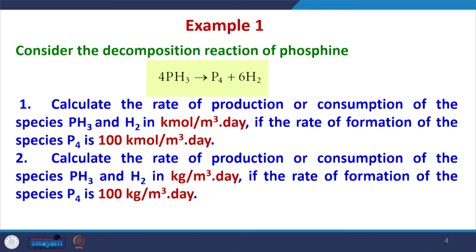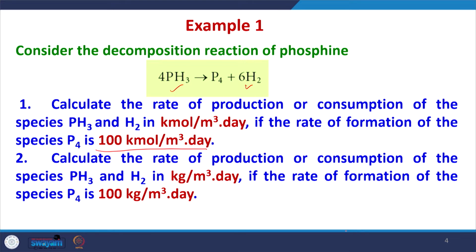Now, here an example is given: the decomposition reaction of phosphine is given here, and it is being asked to calculate the rate of production or consumption of the species PH3 and H2. So, we have to find out the rate of consumption of PH3 and the rate of production of hydrogen in kilomole per meter cube per day if the rate of formation of P4 species is 100 kilomole per meter cube per day.